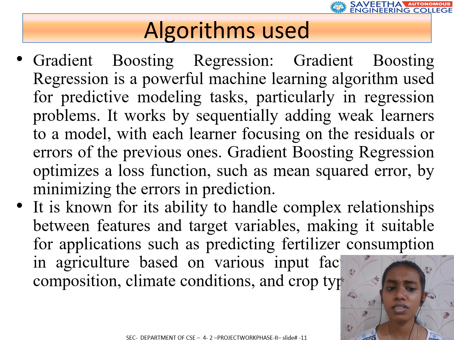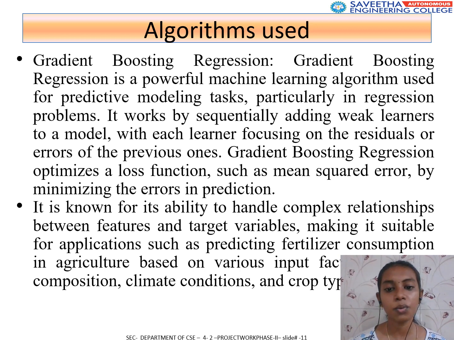Gradient boosting regression is a powerful machine learning algorithm used for predictive modeling tasks, particularly in regression problems. Why is it a regression problem? A regression problem is something which is going to be of values. When we talk about classification, it is going to be of the type yes or no.